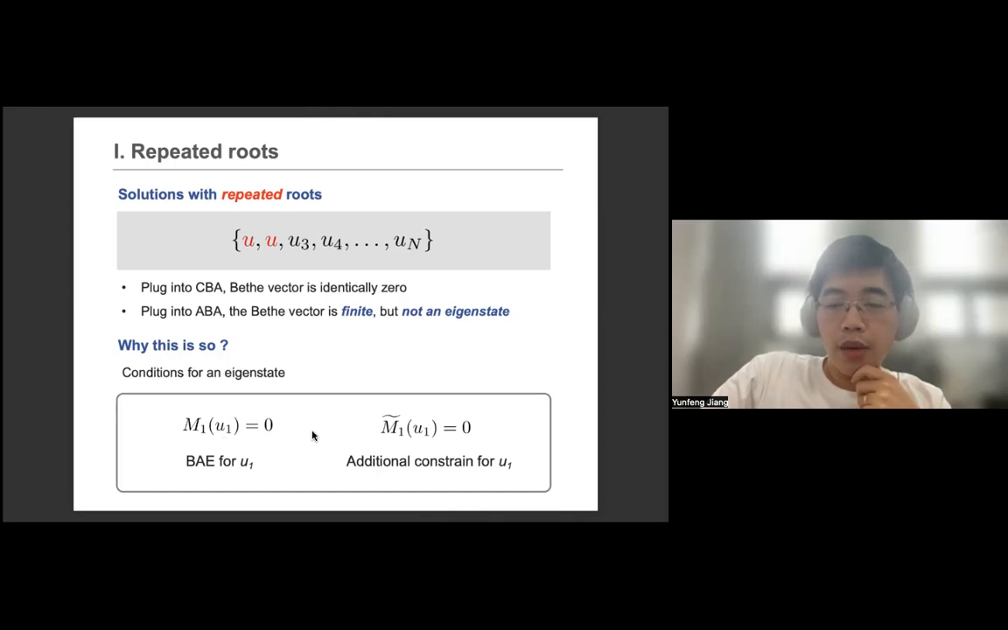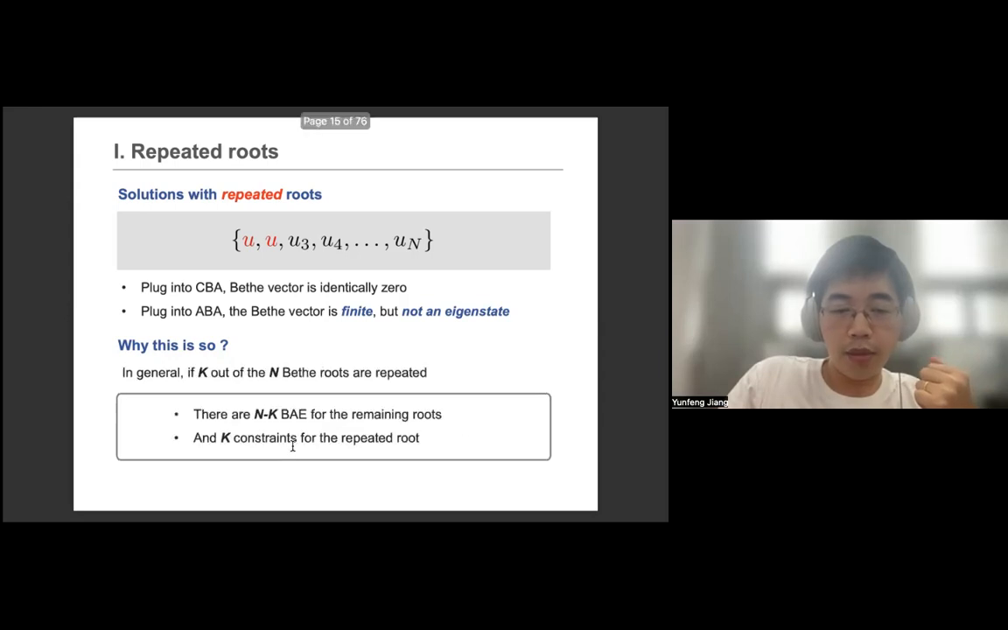So we see that compared to the case without repeated roots, namely if u1 and u2 are different, where we have two variables and two equations, in the case of repeated roots we have one variable, which is u1, but we still have two equations. One is the usual Bethe-ansatz equation, but there's an additional constraint for u1. This is something we need to keep in mind. Even though the number of variables is reduced, we still have the same number of equations. So this becomes an overdetermined system.